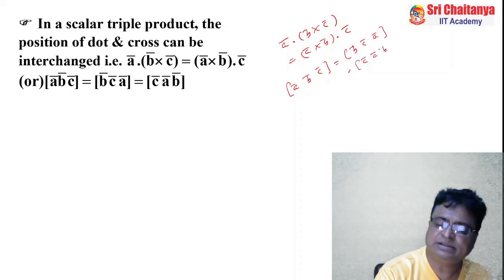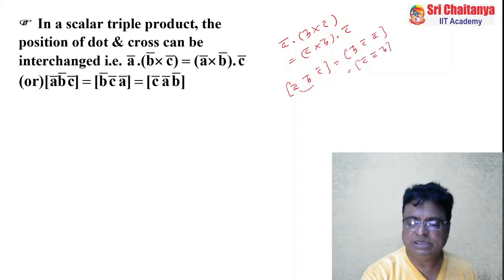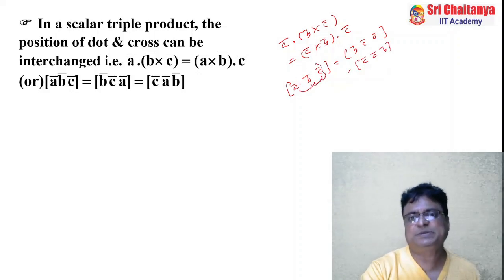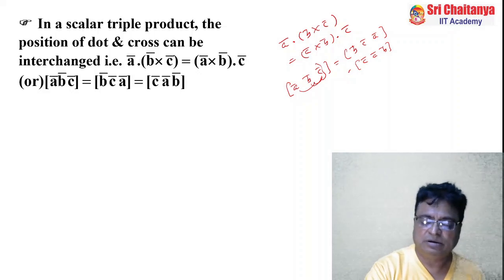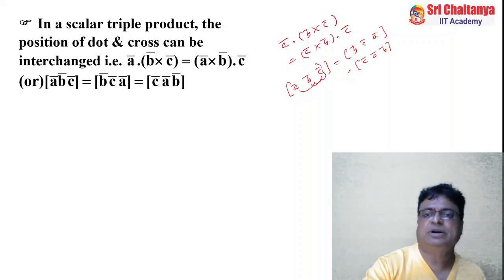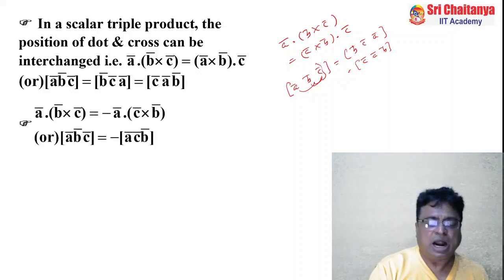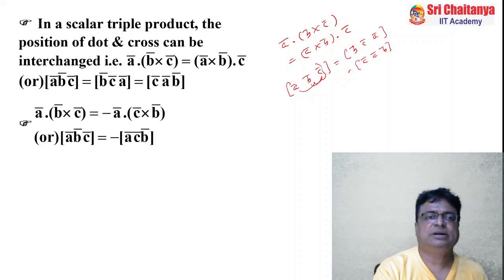Try to understand the rotation. ABC, BCA, CAB, in a specific order. Whenever I am applying the same order, then only the boxes are equal. And suppose if I have changed the order, that becomes what?